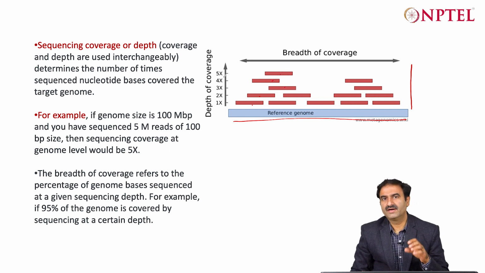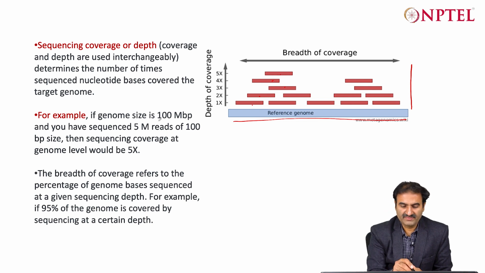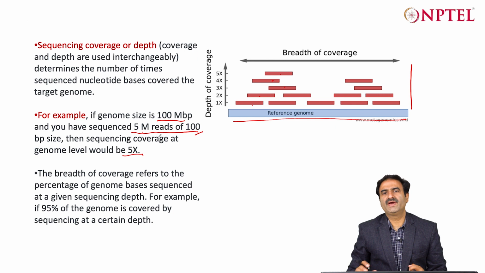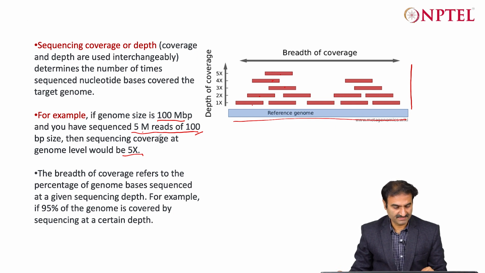X is the term that is used to tell how much coverage you have done, 1x 2x 3x 4x 5x, okay. So for example, if the genome is 100 million base pairs, and you have sequenced 5 million reads of 100 base pair size, then you have generated 5 million reads of 100, so that means 500 MB, 5 million into 100, 500 MB, divided by 100 is 5x. So roughly you can estimate like this how much the coverage is, okay.